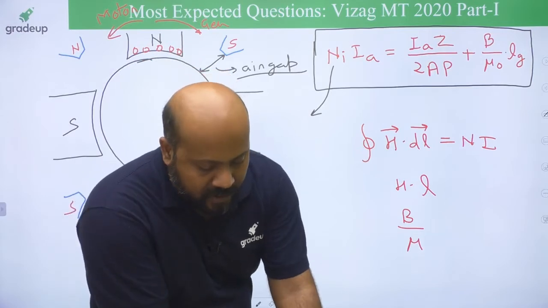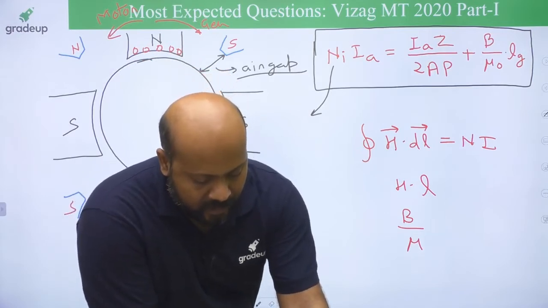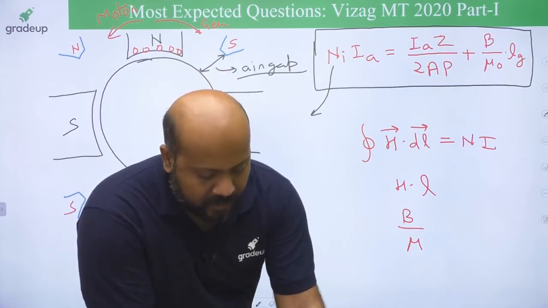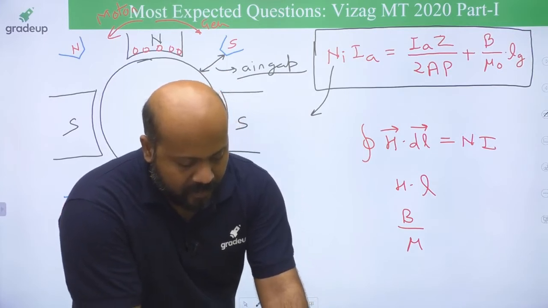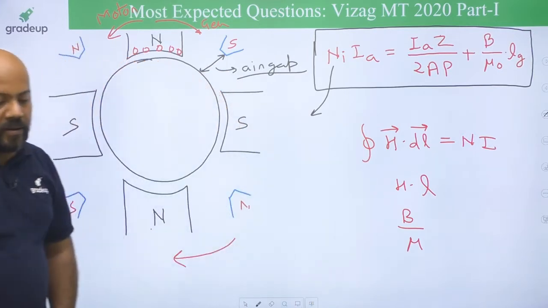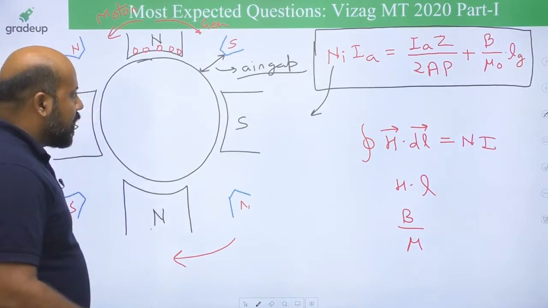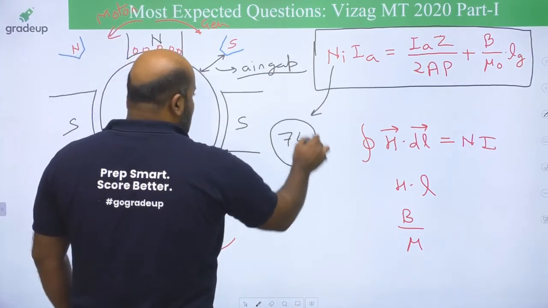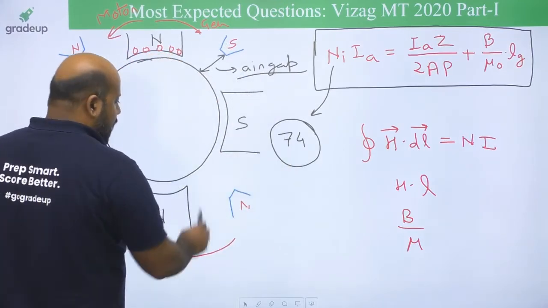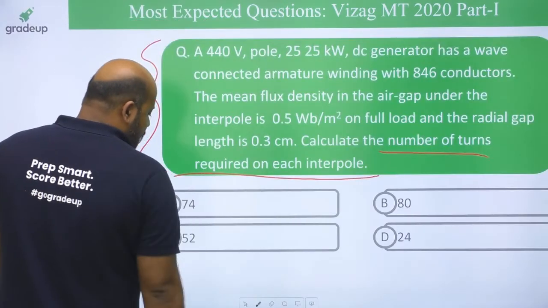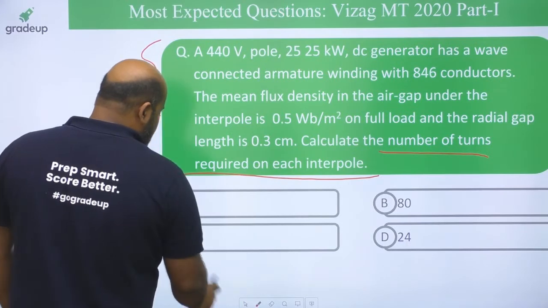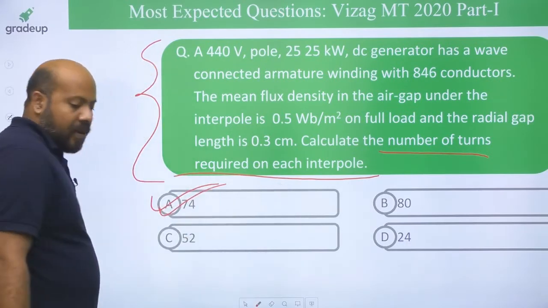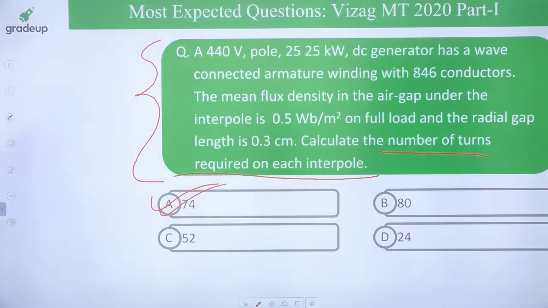Everybody just tell me, are you getting this or not? Okay, so as per my reference, you will be getting approximately Ni as 74. What is the correct answer? A. Everybody is okay with this?